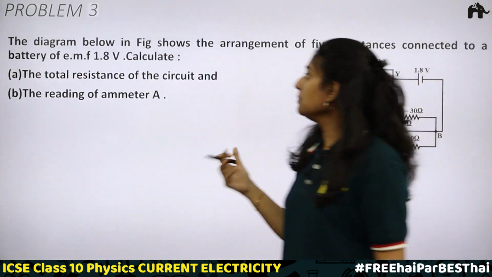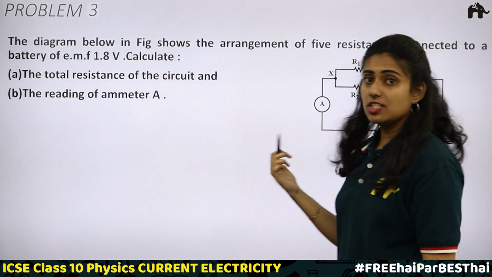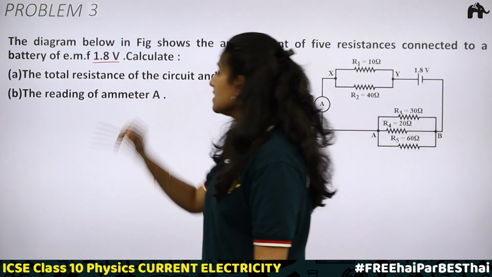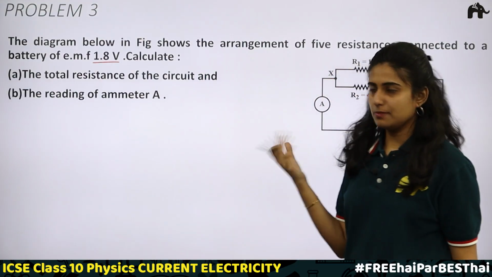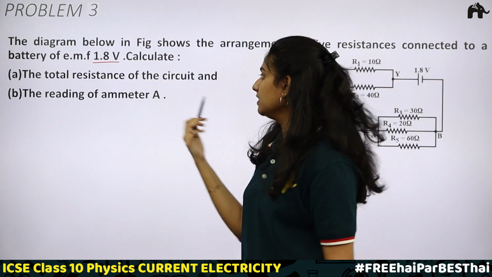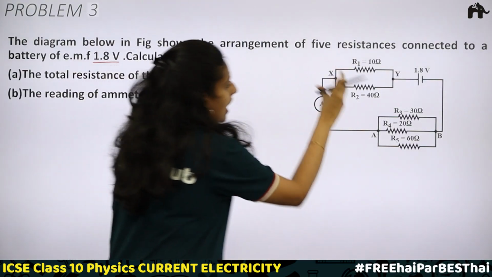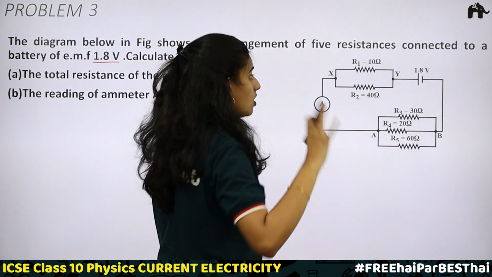Understood? The diagram in the figure shows the arrangement of 5 resistances connected to a battery of EMF 1.8 volt. That is the voltage of the battery. Calculate the total resistance of the circuit, and in the second part, the reading of the ammeter. The reading of the ammeter gives the current through it. Now first we will have to find the total resistance.